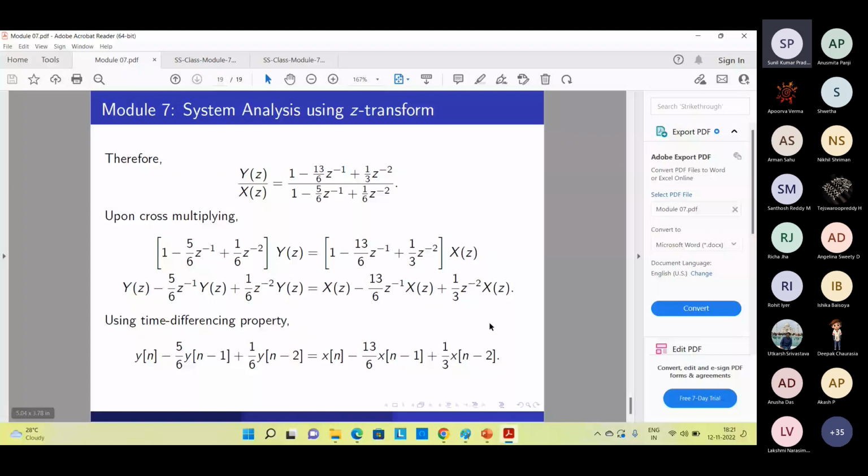Its inverse Z transform is y(n) minus 5/6 y(n minus 1) plus 1/6 y(n minus 2), which is equal to x(n) minus 13/6 x(n minus 1) plus 1/3 x(n minus 2). Okay.